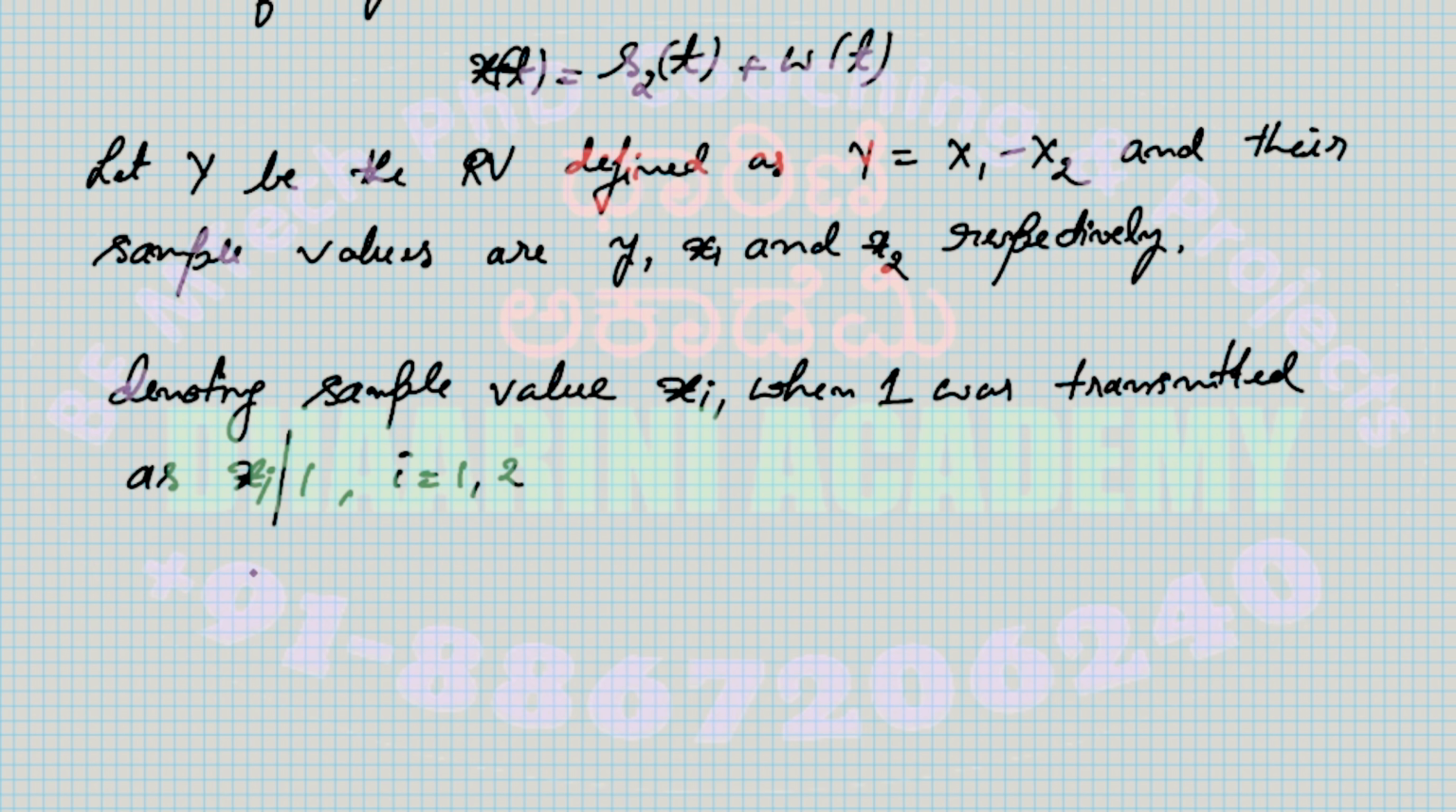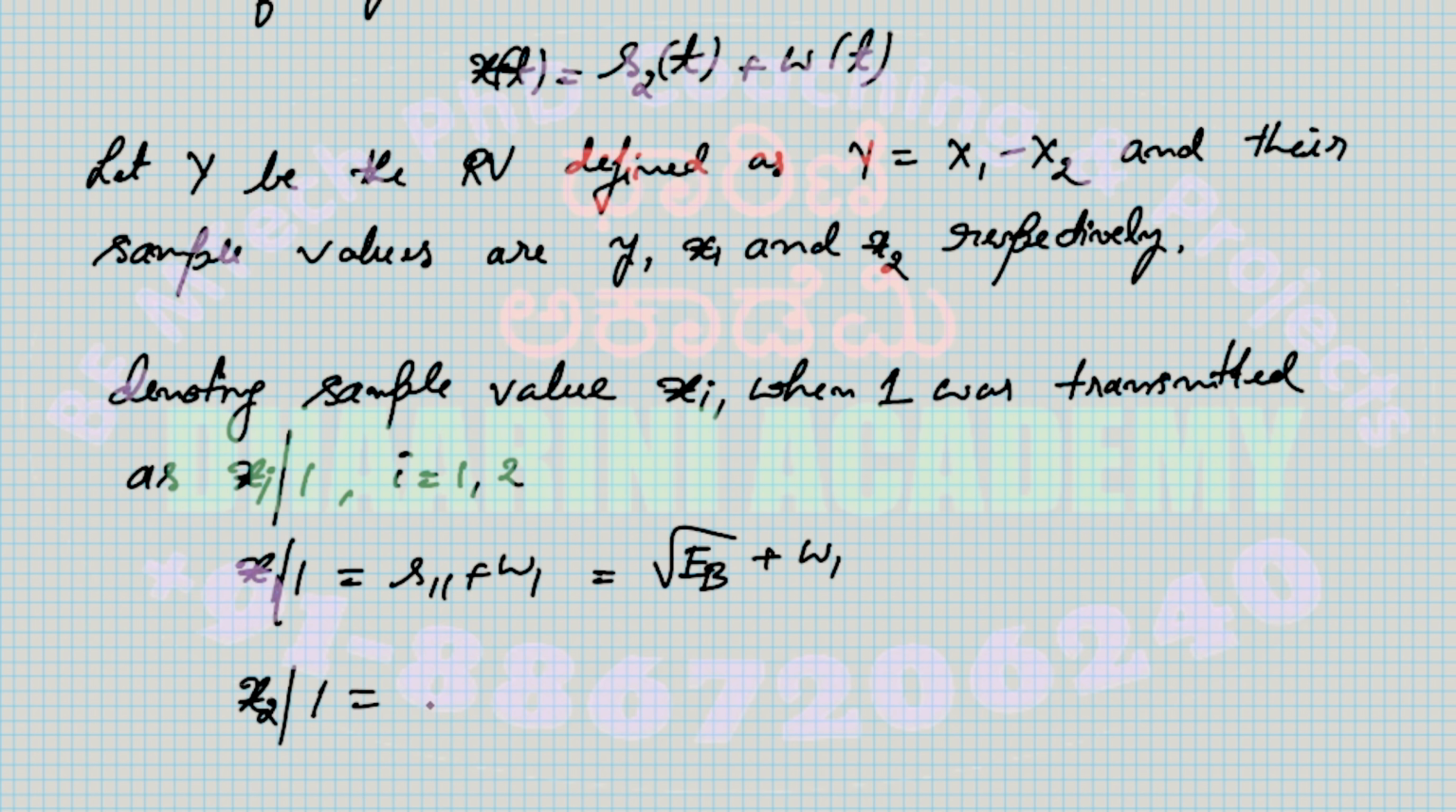So I can write x1, receiving x1 when 1 was sent, is nothing but, you see, this is s11 plus w1, correct? w1 is a noise. So what is s11? We already know that this is root Eb, right? Plus w1. At the same time, receiving x2 when 1 was sent is nothing but s12 plus w. Maybe I'll write it as a w.